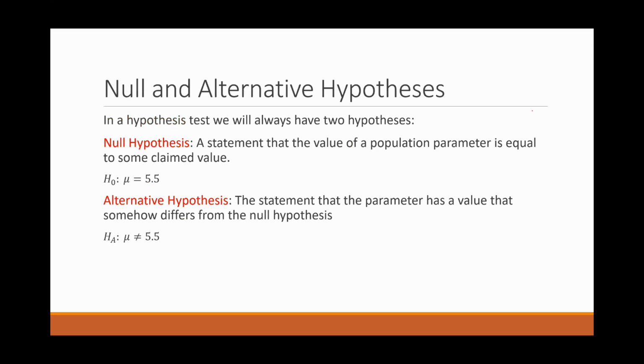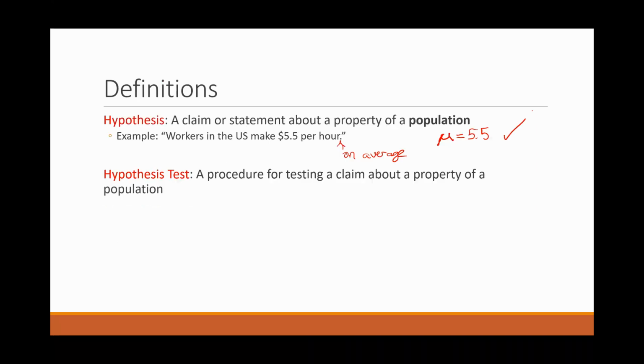All right. Now, the way that hypothesis testing works is that we will always state two hypotheses. So here in this slide, I'm saying, okay, we're going to make a statement about the population. Let's say we're making a statement that workers in the United States make $5.5 per hour on average.